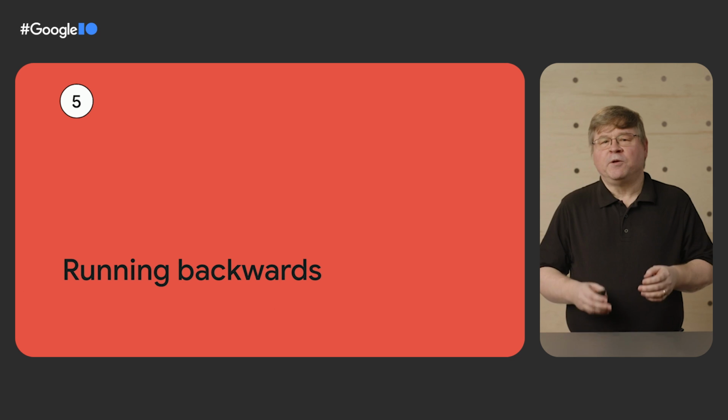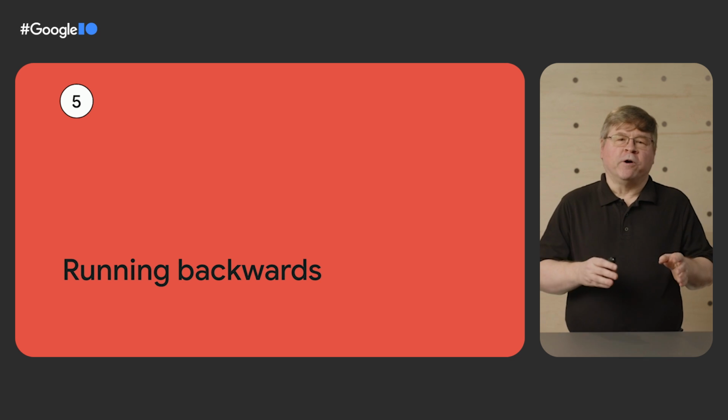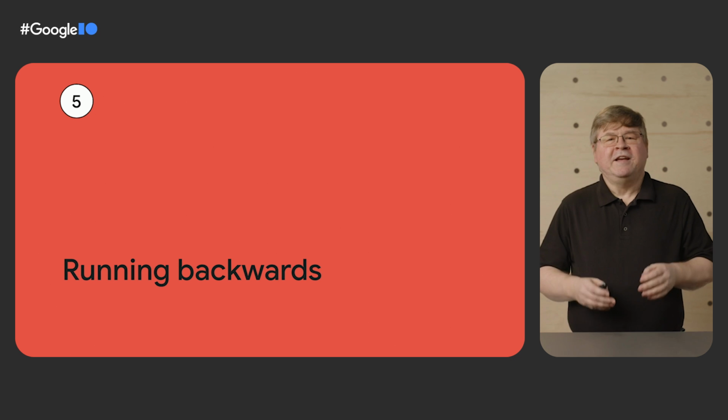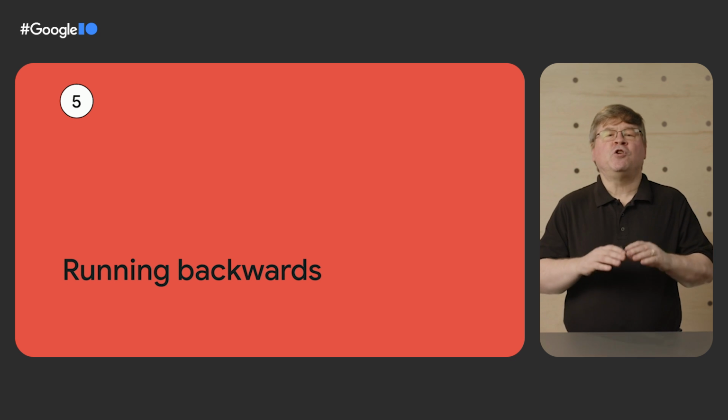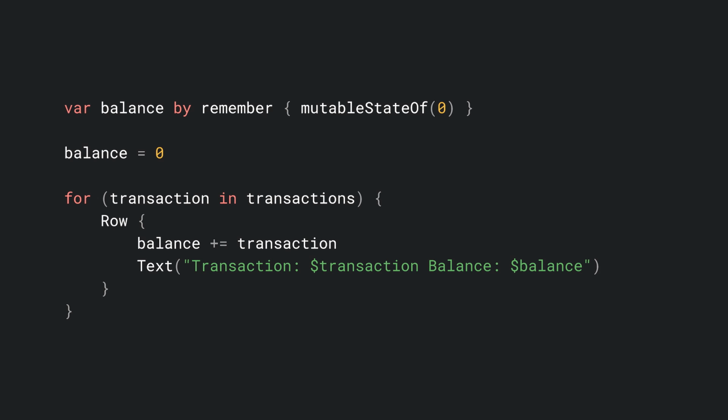Number 5, running backwards. Unlike the last example where it worked but could be optimized, this next gotcha is code that should always be avoided. Here, the designer has asked us to display a list of banking transactions and the corresponding balances, such as you would find on a banking statement.